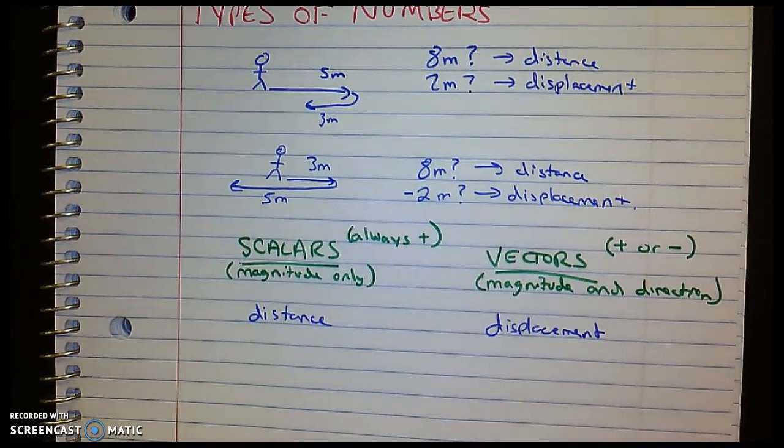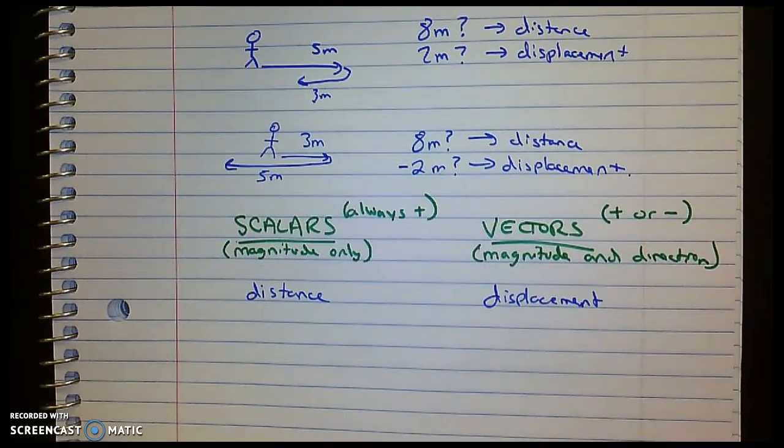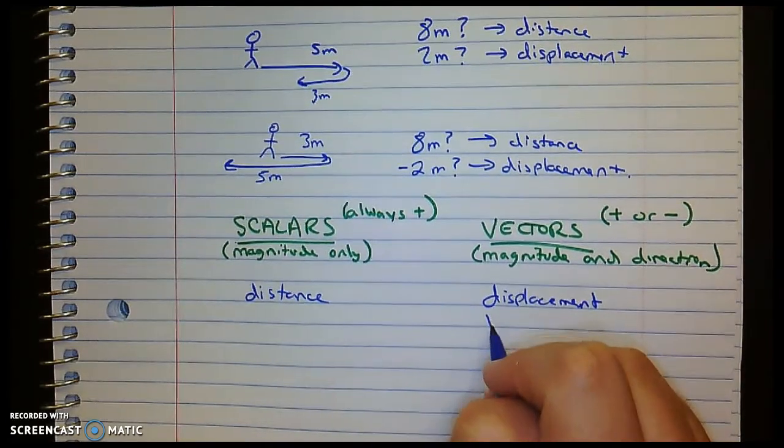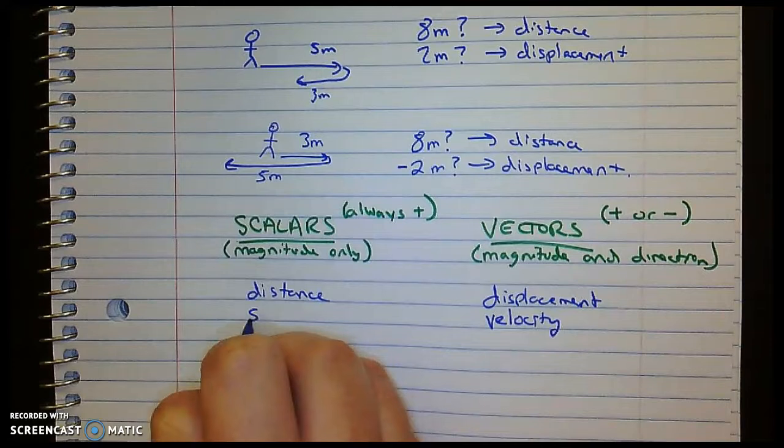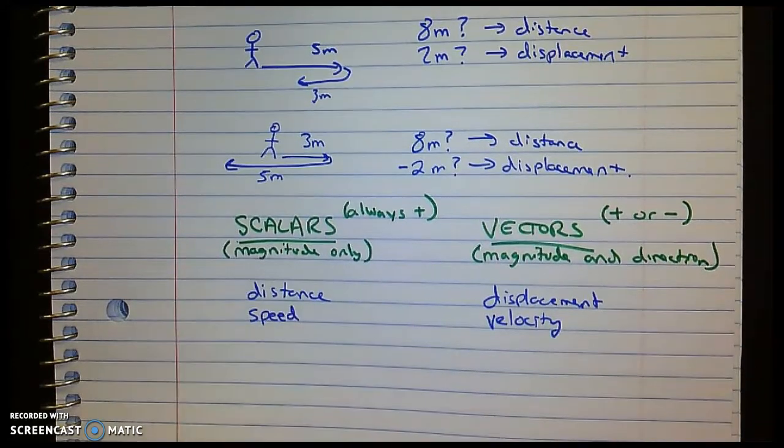Now, you may remember we did the Nearpod thing last class, or depending on when you're watching this, we did the Nearpod thing as our last e-learning assignment. And remember, we talked about speed and velocity. What was the difference? Remember, velocity included direction. So we're going to refer to velocity as a vector, and speed we're going to refer to as a scalar.